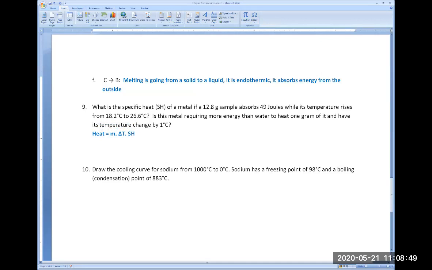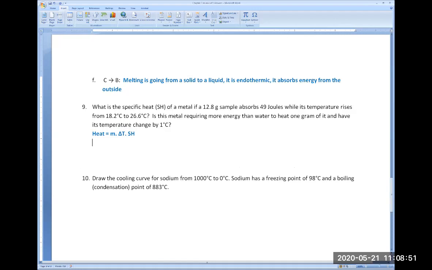So what is given is the mass. You should recognize that g here is grams, and grams are units of mass. So we're given a mass of 12.8 grams. And we're given, again, you may not know this, but 49 joules are units of heat. So heat is equal to 49 joules.